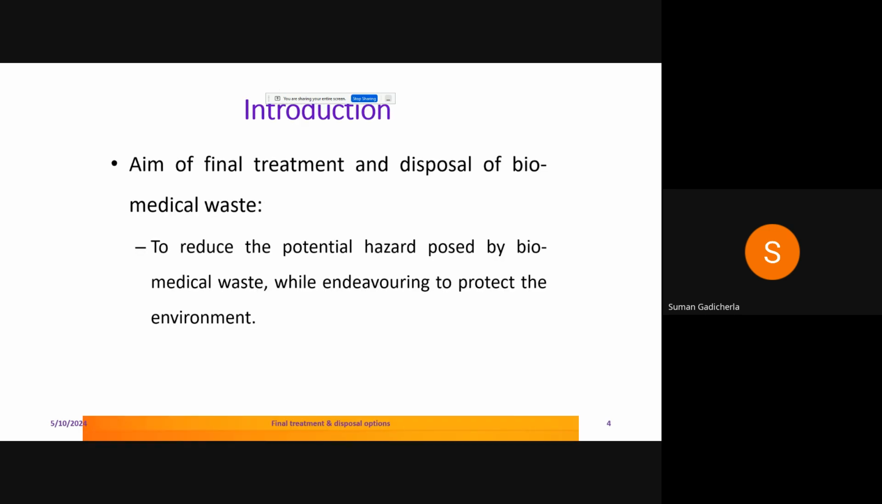So what is it that we aim for by looking at these technologies? Basically, the aim of final treatment and disposal is to reduce the potential hazard posed by this biomedical waste. While doing so, we also need to protect the environment. It is not just about treating the waste and reducing its potential hazards. Now, can somebody tell me what the different segregation practices are in biomedical waste? What are the different colors and what kind of waste goes in each?